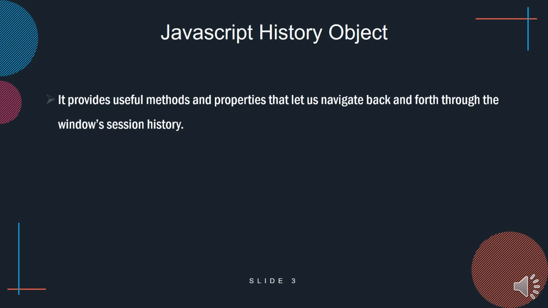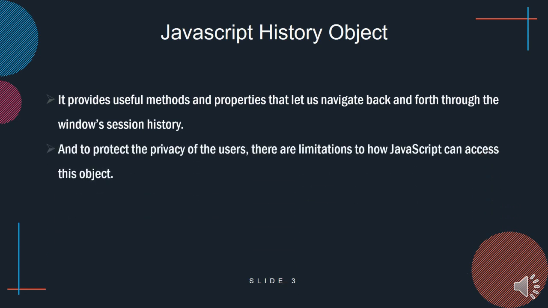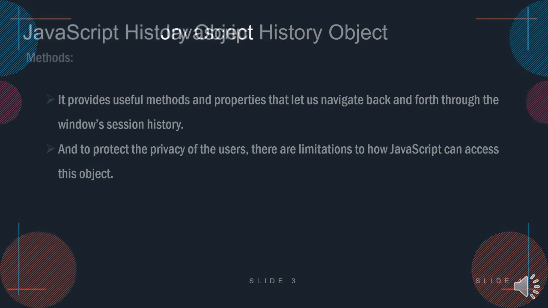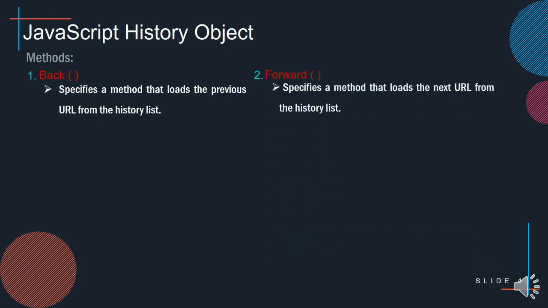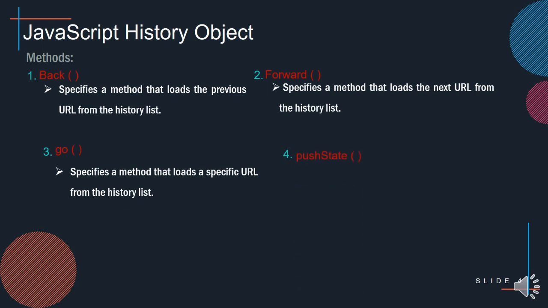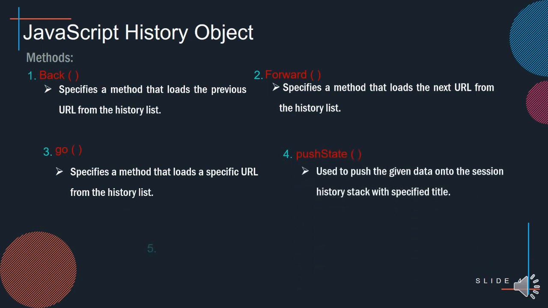It provides useful methods and properties that let us navigate back and forth through the window session history. And to protect the privacy of the user, there are limitations to how JavaScript can access this object. JavaScript history object methods refer to the functions created inside the history object. These methods specify the actions related to the URLs visited in the browser window's current session.